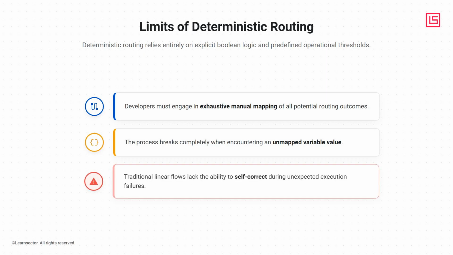Furthermore, traditional linear flows lack the ability to self-correct during unexpected execution failures. If an application programming interface changes its response format overnight, an automated robot cannot pause, evaluate the new format, and try a different parsing strategy. This rigidity is why scaling traditional automation to handle unstructured business processes often leads to massive maintenance overhead.